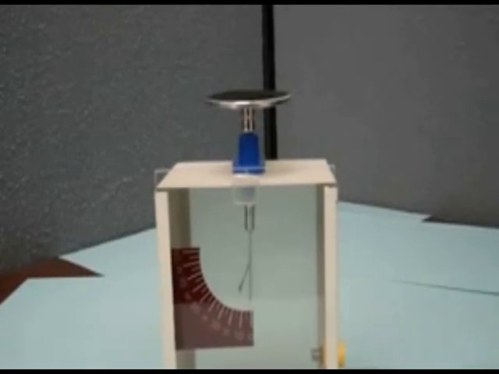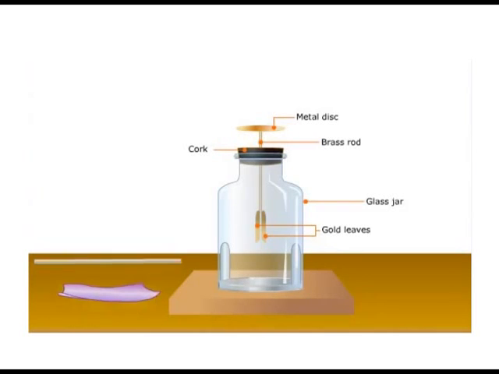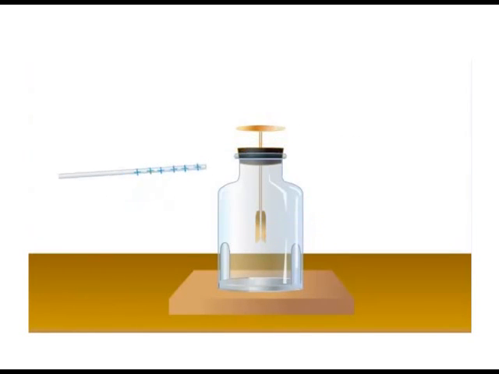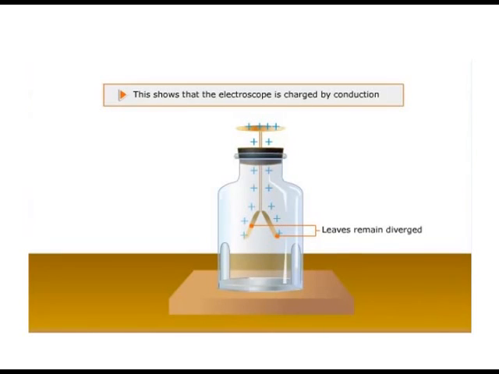So let's explain that. Here's a graphical animation of what happened. We charged the glass rod positive by rubbing it on silk. Then we touched the plate with a positively charged glass rod, and we observed that the leaves diverged, and this is due to similar positive charges. When we removed the glass rod, the leaves remained diverged. This showed that the electroscope is charged by conduction or contact.